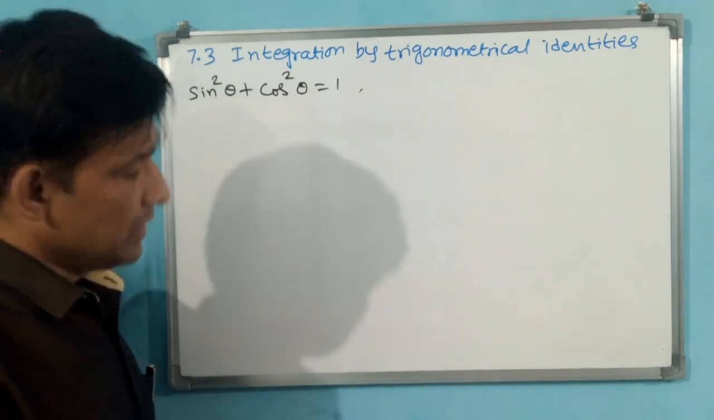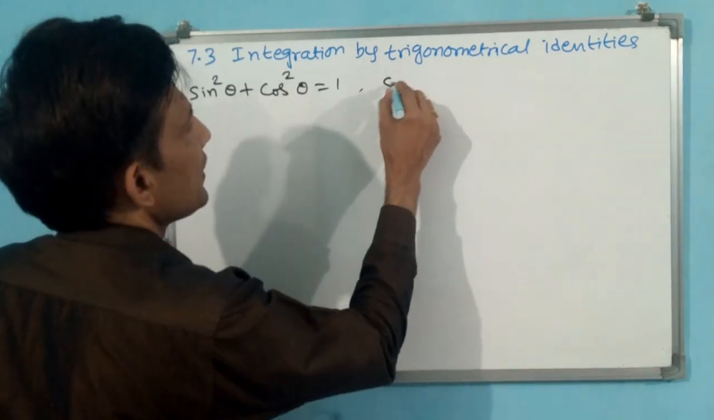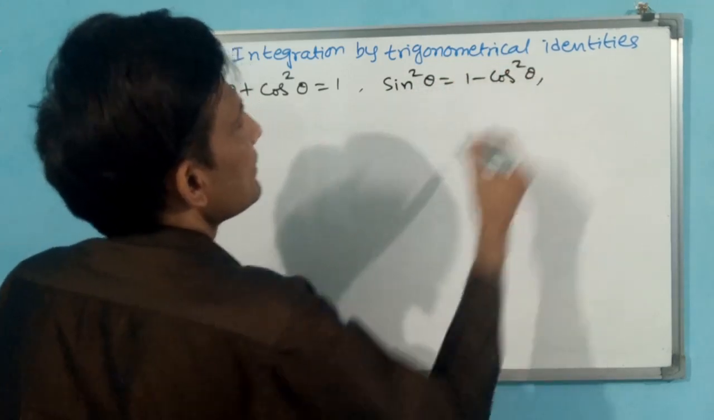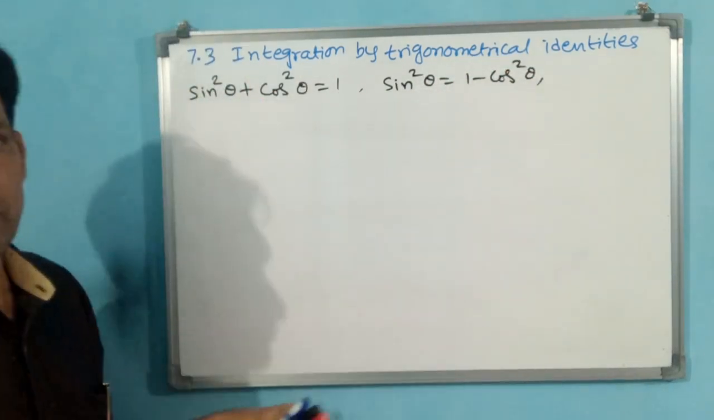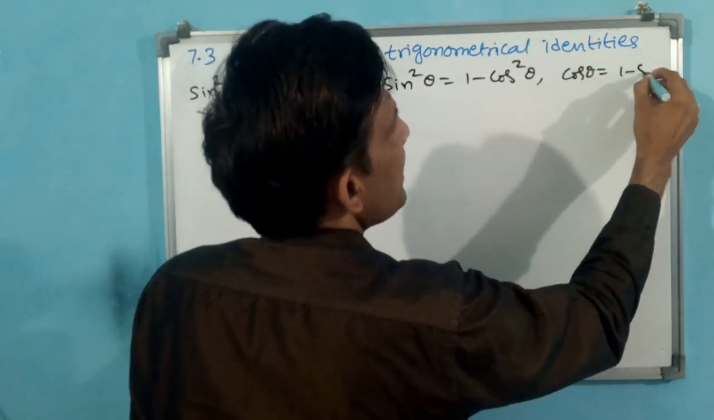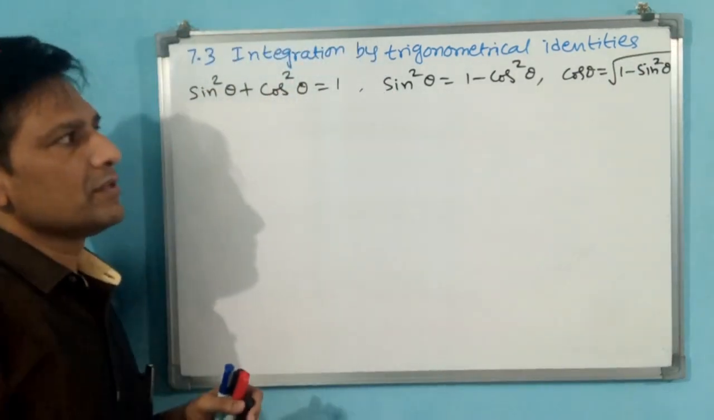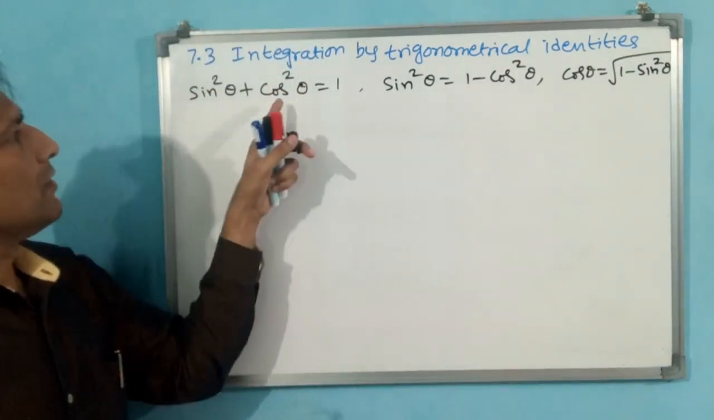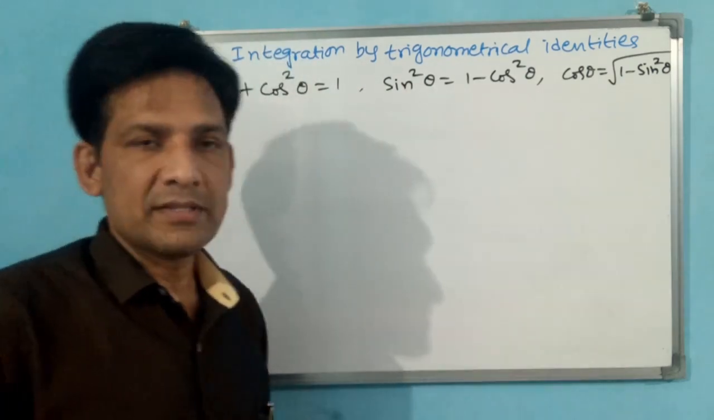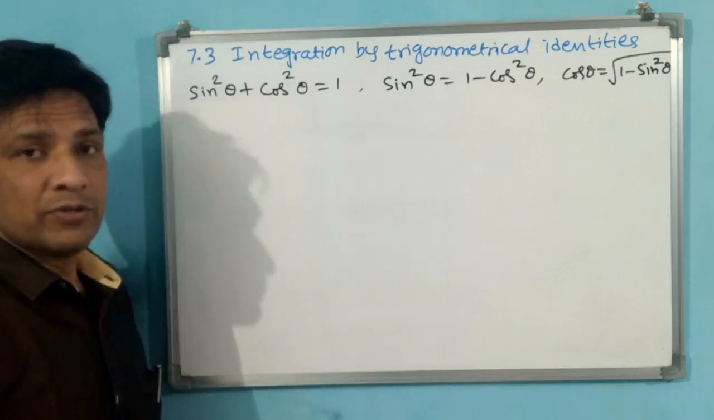With this I can also write sin square theta is equal to 1 minus cos square theta. And cos theta is equal to the square root of 1 minus sin square theta. Cos square theta is equal to 1 minus sin square theta, so cos theta is equal to the square root of 1 minus sin square theta. This we know very well.